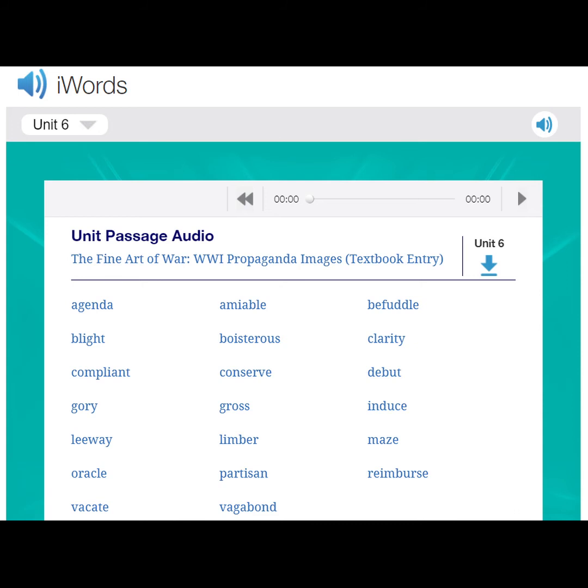Limber. Limber functions as two parts of speech. It can be used as an adjective that means flexible. It is important for a figure skater to be both strong and limber. Limber can also be used as a verb meaning to cause to become flexible. A guitarist may do special exercises to limber up his or her fingers before playing. Now it's your turn. Say limber. Once again.